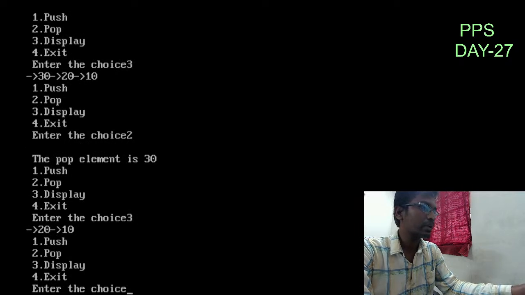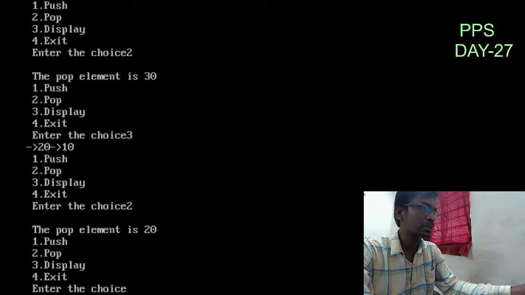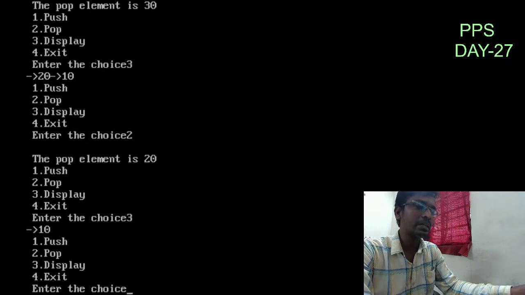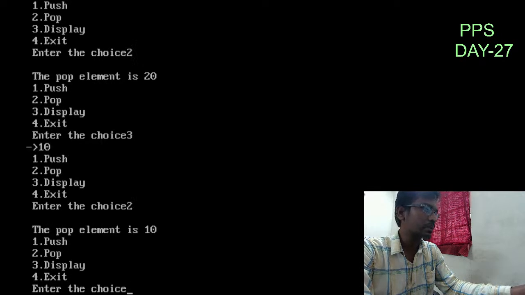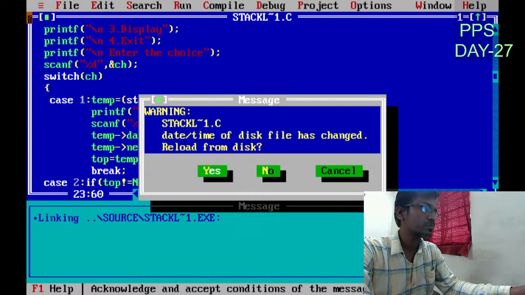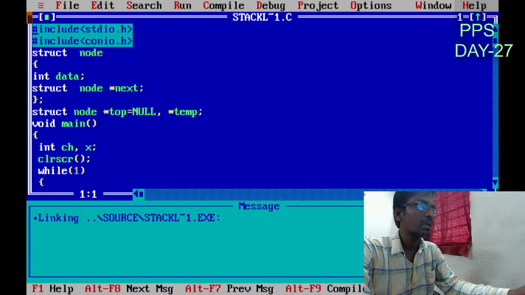Now if you want to delete the next top element 20, the popped element is 20, and display. So now the stack contains only one element. If you delete that element 10, and display once again, it will return to the program. Why? Because I deleted all the elements in the linked list, so that means the stack is empty. So whenever the stack is empty, it will return to the program.